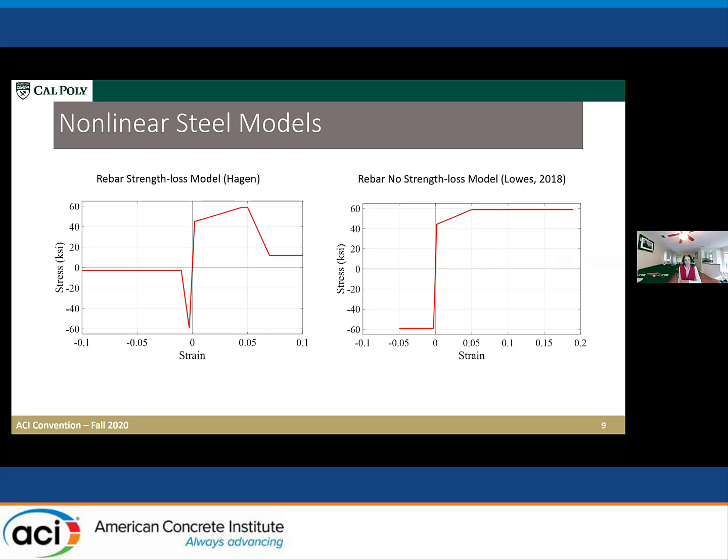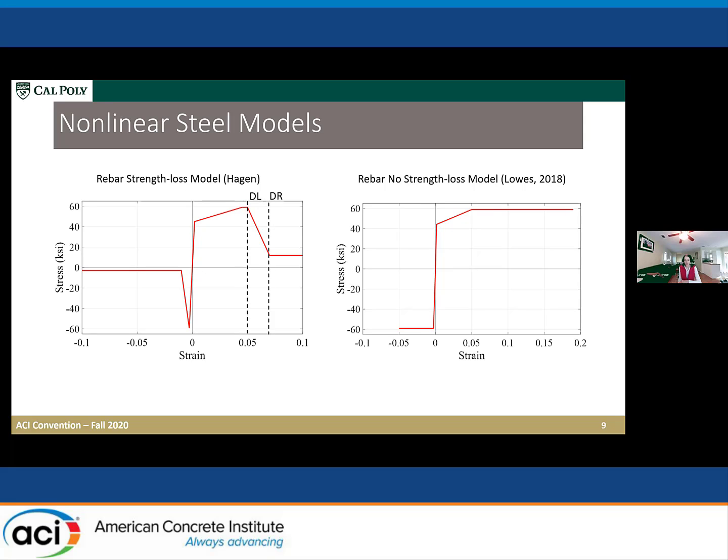So on the nonlinear steel side of things, the left-hand side, you see the model that is proposed by our industry collaborator from Degenkolb, Los Angeles office. And that is that for the du on the compression side of things, that should be aligned with the concrete strain capacity, whereas on the tension side, it's aligned with the steel capacity.